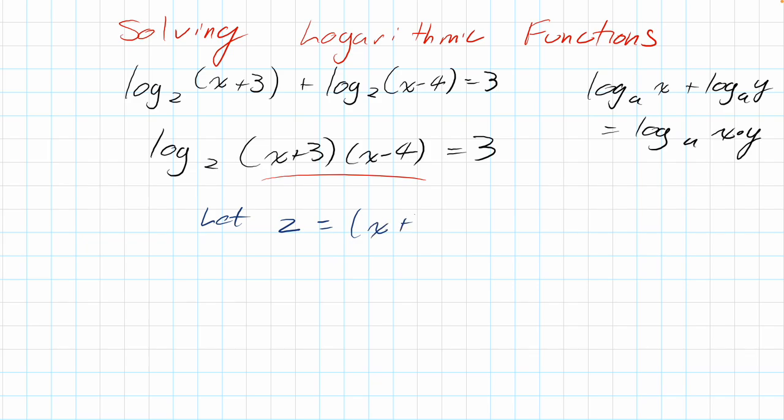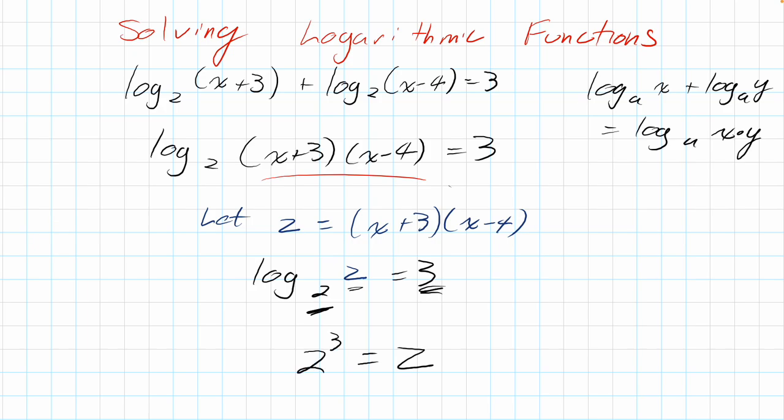Z equals x plus 3 times x minus 4. It's not something we have to do, but hopefully it gets us to the visual effect that we want: log base 2 of z is equal to 3. Well, I can change this into an exponential function. This is my base, this is my power, and that's technically my answer. So I now have 2 to the power of 3 is equal to z. All I have to do is substitute back in this piece.